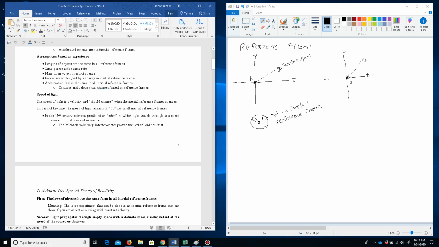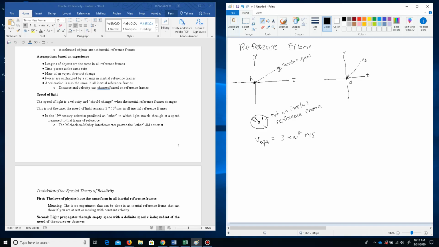All right, so the speed of light is a velocity, right? And the speed of light is v, light speed equals 3 times 10 to the 8th meters per second. And so it should change when the inertial reference frame changes. But this is not the case. The speed of light always remains that 3 times 10 to the 8th in all inertial reference frames.